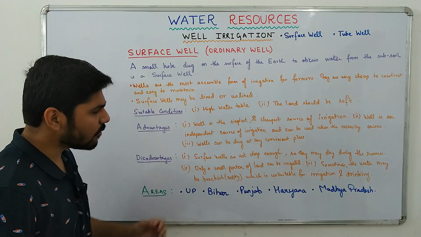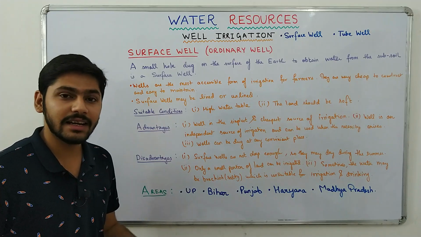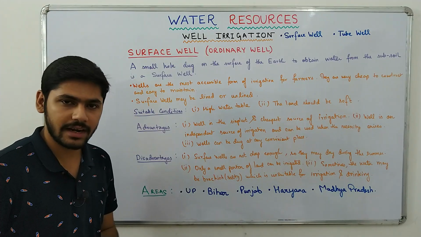Then, only a small portion of land can be irrigated. Now how much water can a surface well supply? A very less amount of water. So that less amount of water can only irrigate a small portion of land.